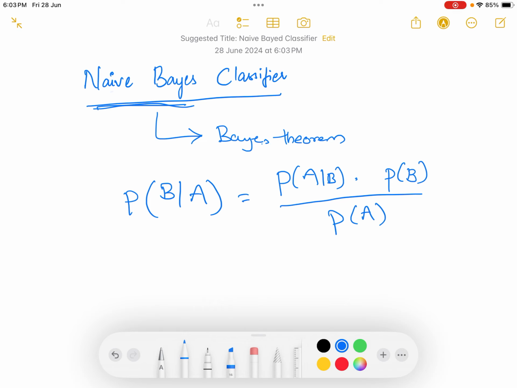For that, first let us consider this part, probability of B given A. Okay, this we call it as posterior probability. So how this can be useful for classification, that we will see here now.